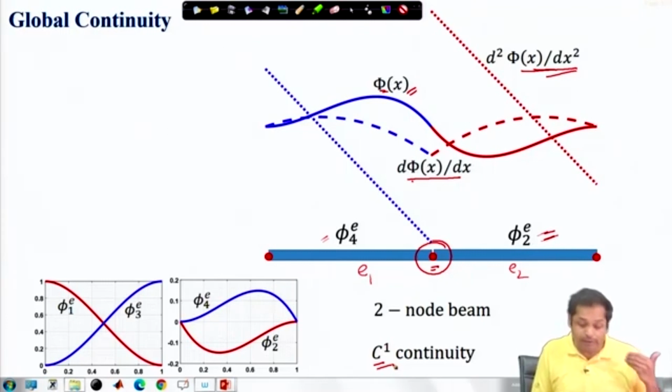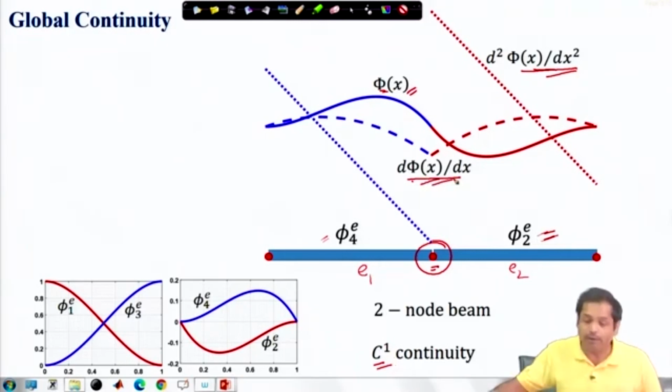Okay, so when we constructed the shape function for the beam element, it was not only the primary variable, we also interpolated its derivative, because we wanted to have compatibility or continuity in the slope as well. And that is the reason why the first derivative at the inter-element boundary is also continuous. Okay, so this is a global approximation.